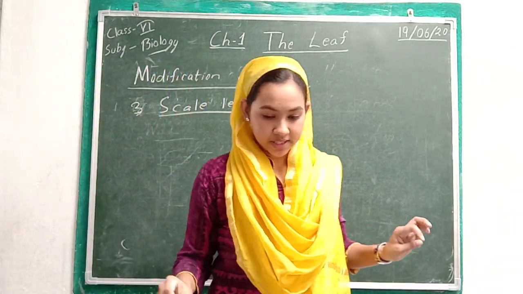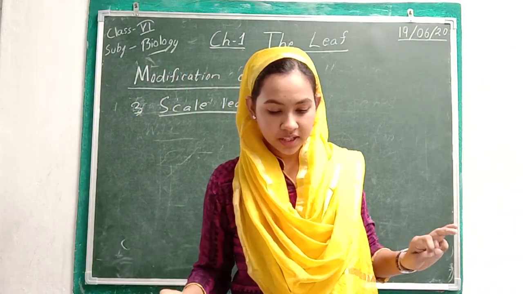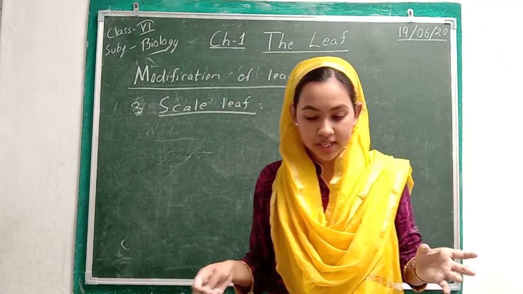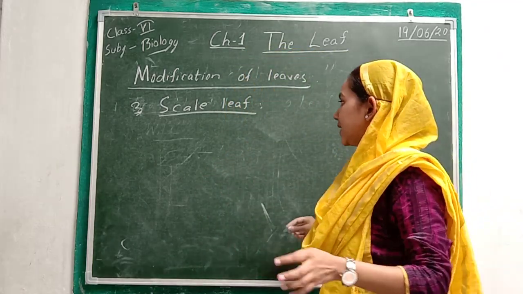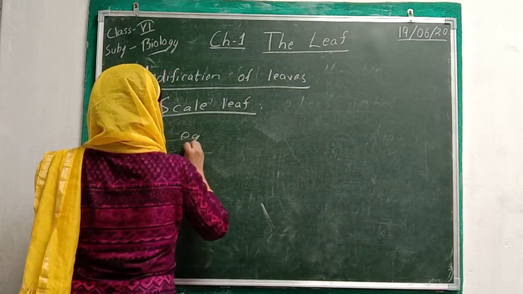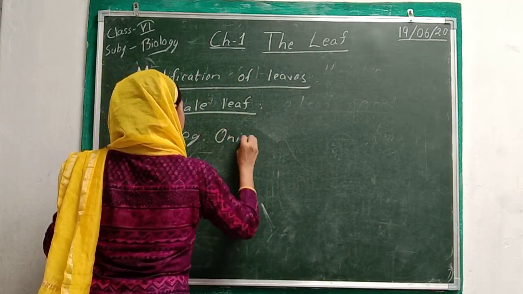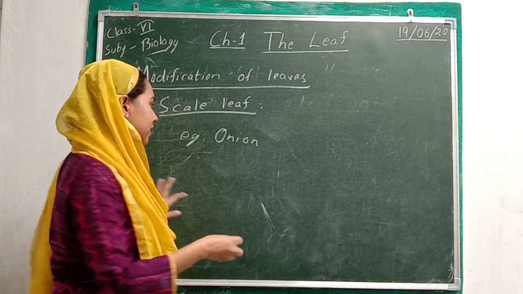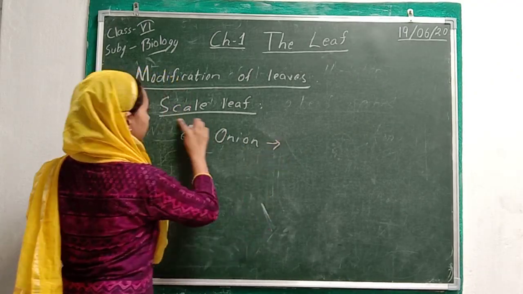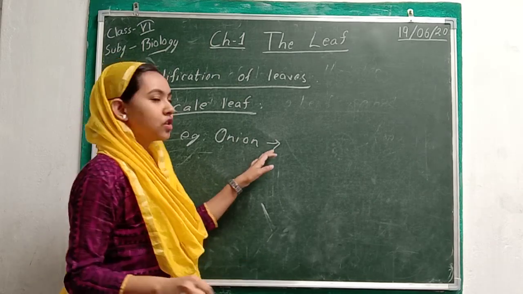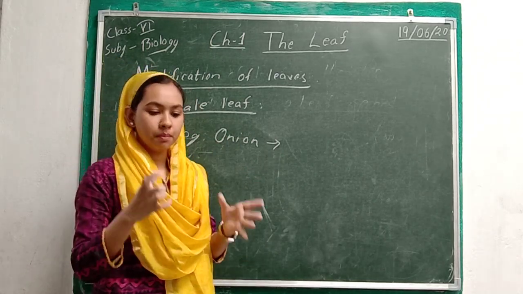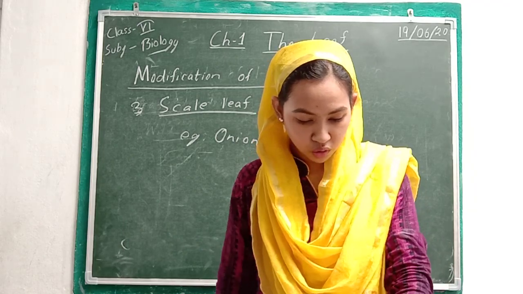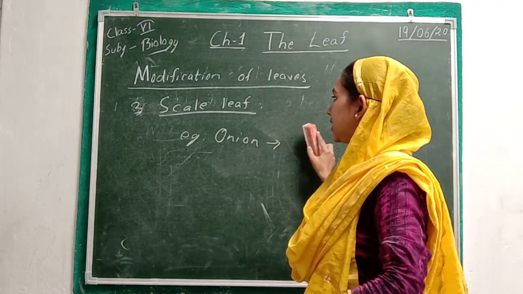What happens here is that in some plants you will see that the leaves have been modified into scale leaves. Okay, and an example here is onion. That fleshy thing in the onion that we are eating is nothing but the scale leaf, alright, and its function is that it protects the bud. So this was all about the modification of leaves which we generally see.